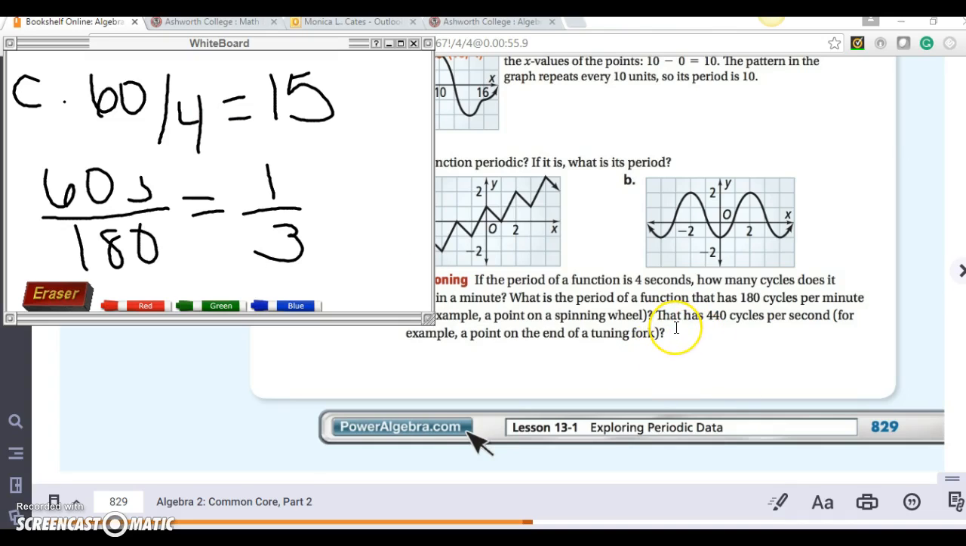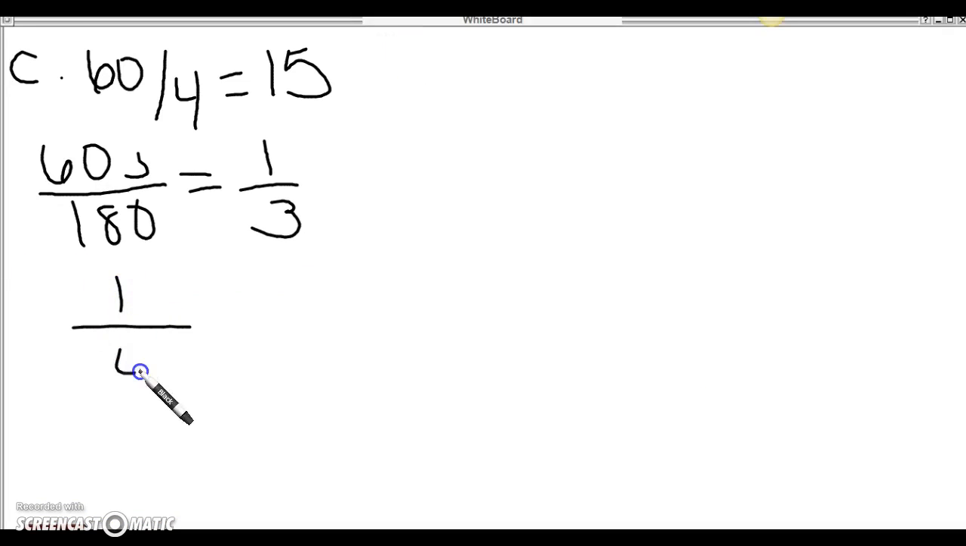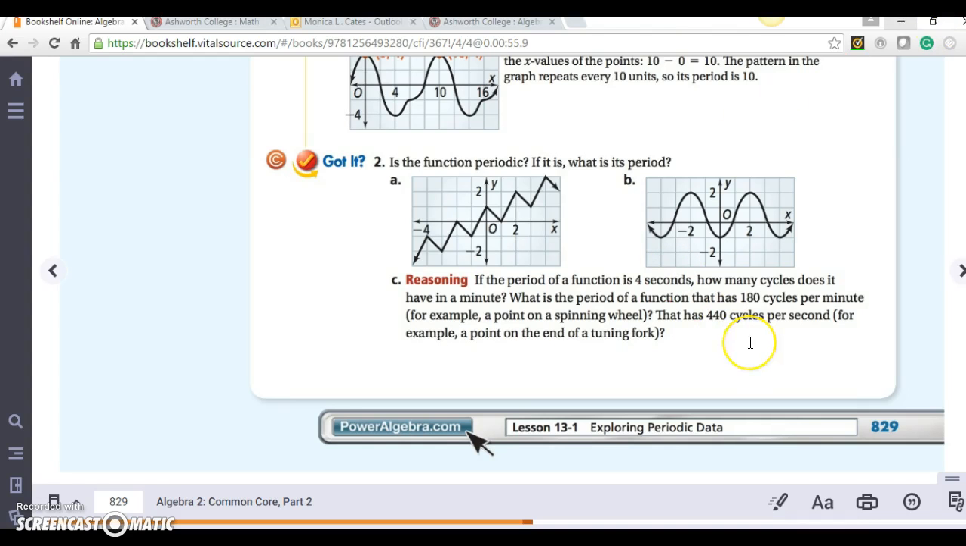Then we have, what about 440 cycles per second? So now we're in seconds. So we can go ahead and say 1 over 440, and that would be my period.